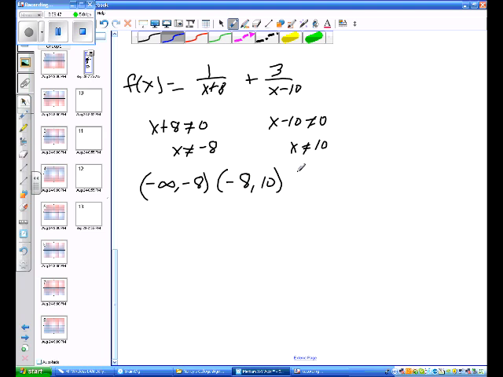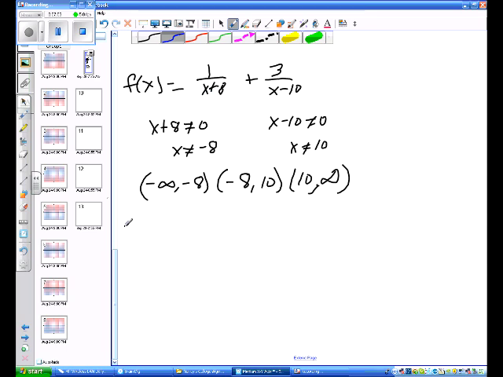And we can have everything greater than 10. So from 10 to infinity. And so we would have limited our domain. It can be any values except at negative 8 and 10. It can be all the other values.